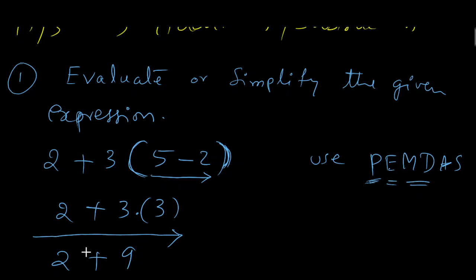No. Exponents are there? No. Multiplication or division are there? No. Addition or subtraction? So from left to right we should check whatever comes first and evaluate that, either addition or subtraction. So addition is there. So 2 plus 9, that equals 11. So finally we got the answer. When we simplify this given expression, we got 11.